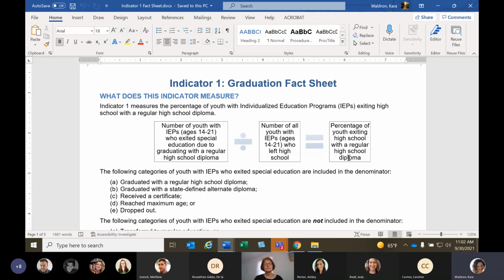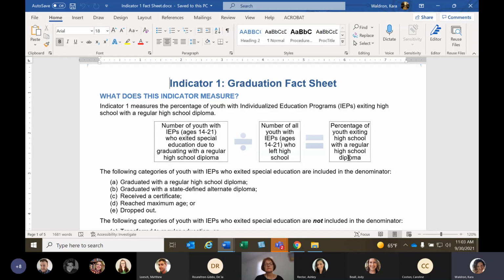So indicator 1 used to, right up until now this year, align to what we know as the 4-year cohort graduation rate that we see on our report card. Of all the students who started high school 4 years ago, how many of them have graduated within 4 years? That's the graduation rate that we're all used to. But now we can no longer align to that.